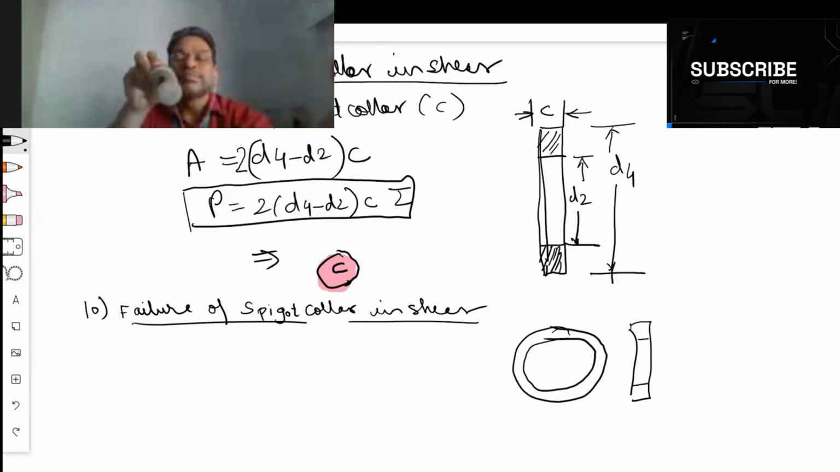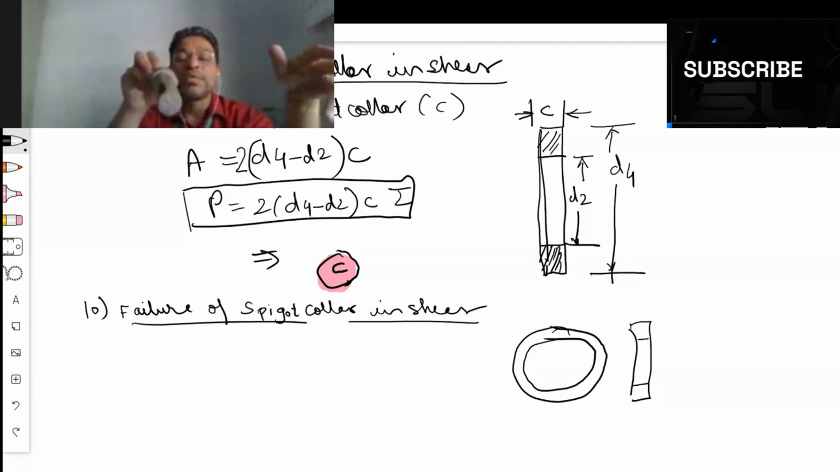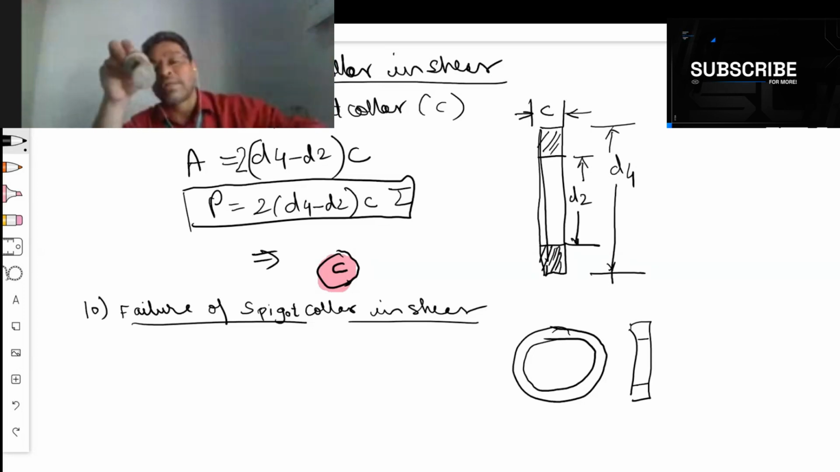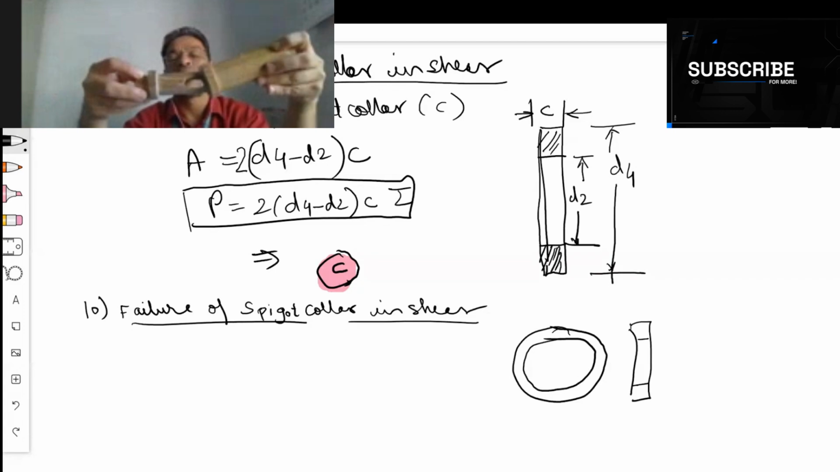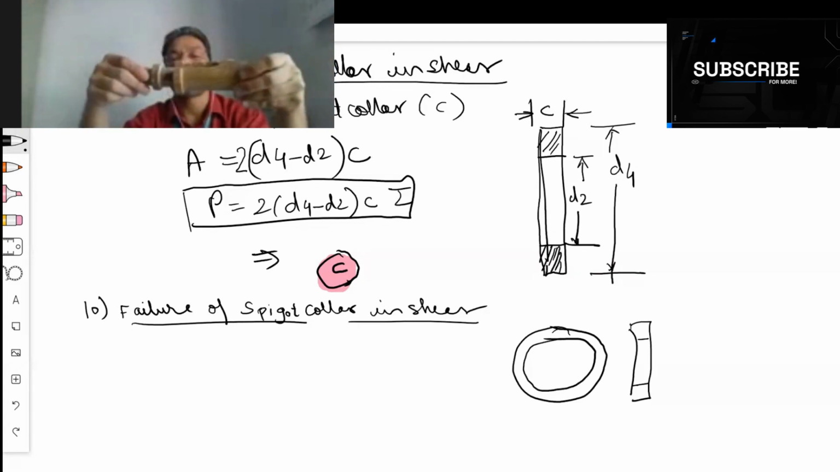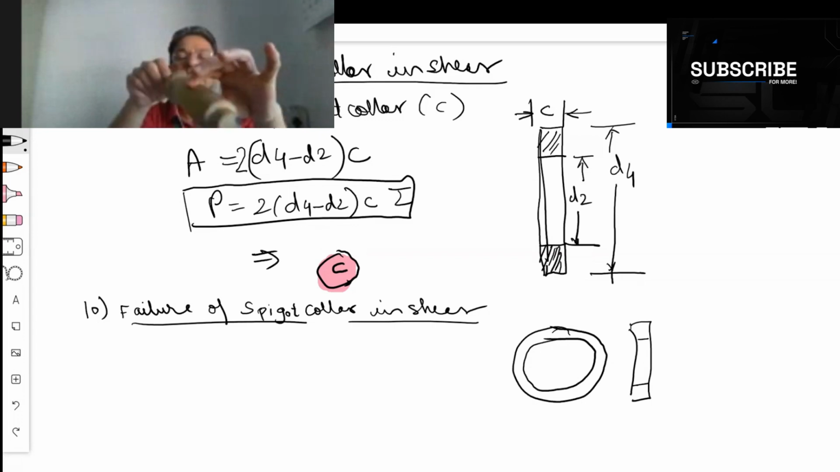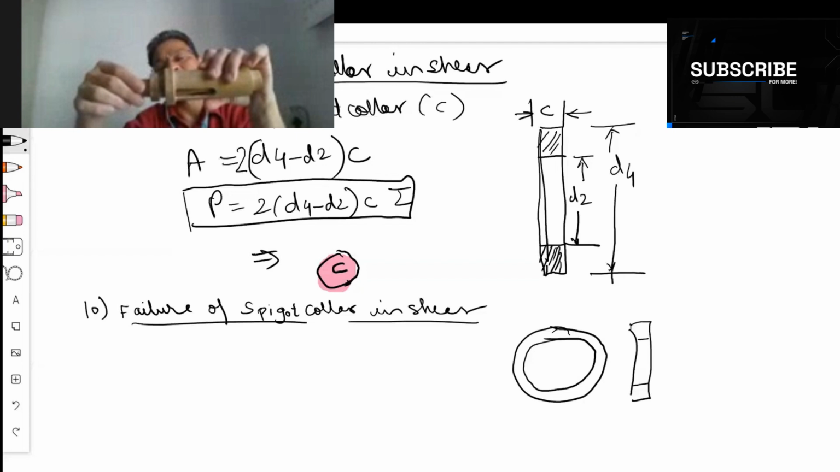What happens? There is a force acting on this spigot collar. Who is applying the force on the spigot collar? The socket collar. You can see now this socket collar is applying the force on the spigot collar, like this. You will not be able to see it in this view, so I am showing it like this. The socket collar is applying force on the spigot collar.